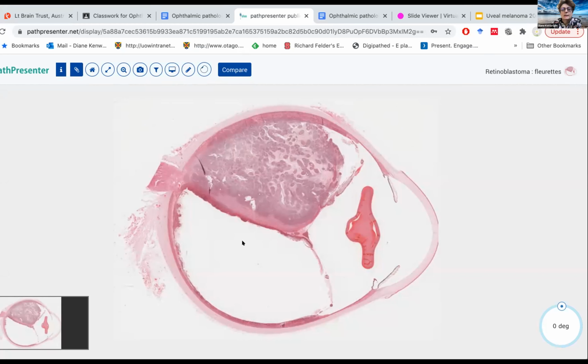Right, so at low power, this seems to me to be pretty straightforward. Did everyone spot the vitreous seeding at low power? Oh, it's better show us. Just drag that mouse over the top. There we go. It's got that vascular sleeve pattern. Yeah, yeah. And the rosettes.